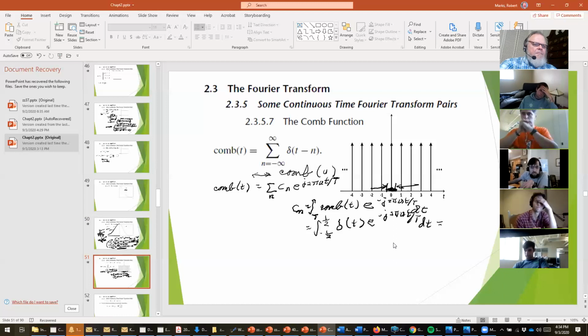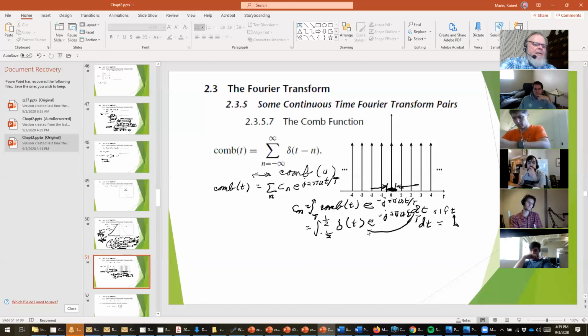E to the minus j 2 pi u times 0 over T. What is e to the j 2 pi u 0 over T? 1. Exactly. We know by the shifting property that this is just equal to 1. Remember the shifting property, you get back this evaluated where the argument of the delta function is 0. So this is t equal to 0, and we get back this expression evaluated at t equal to 0, which is 1.